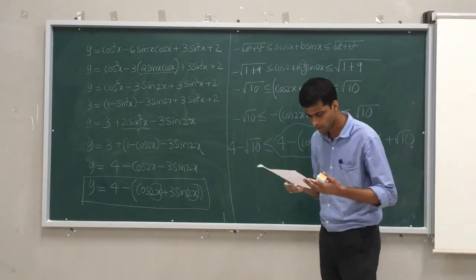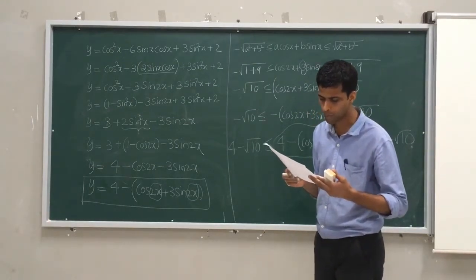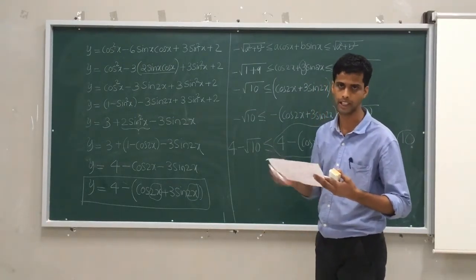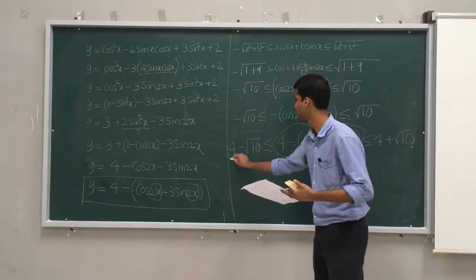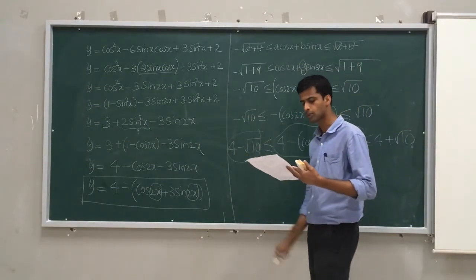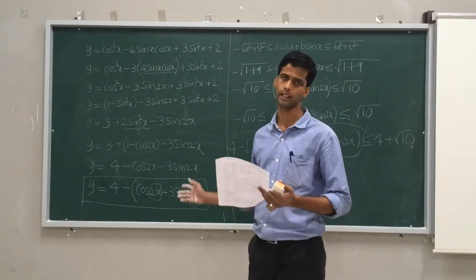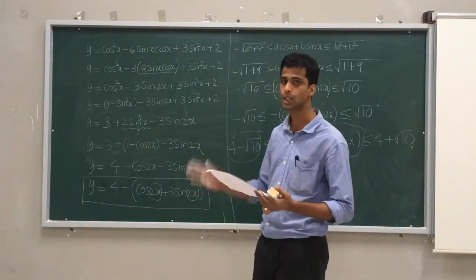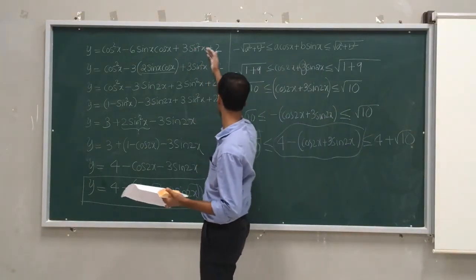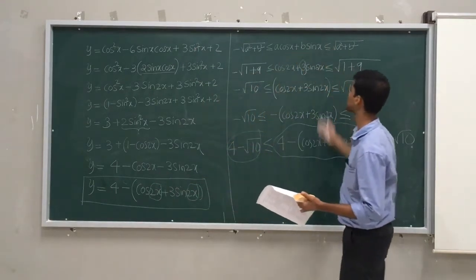They expected the minimum value, that is, the least value. Least is minimum. So what is the minimum value? 4 minus root 10. Therefore 4 minus root 10 is the right answer for question number 34, because they expected the least value. Because I simplified my given expression in this pattern, then I used this notation.